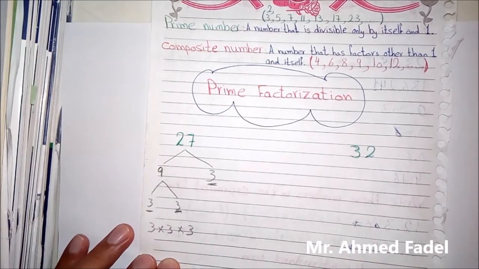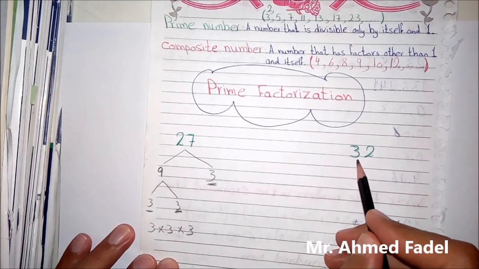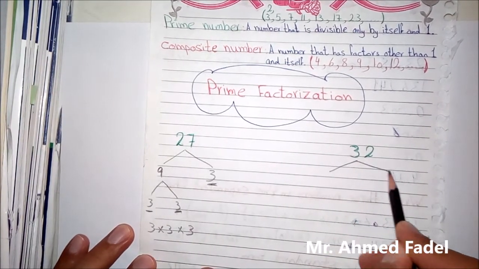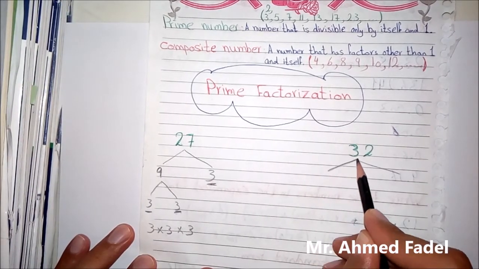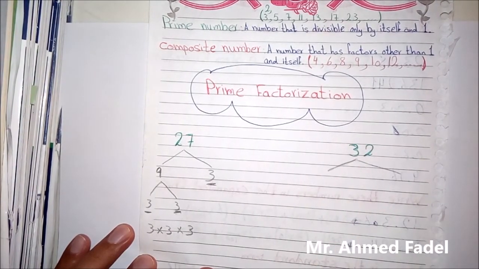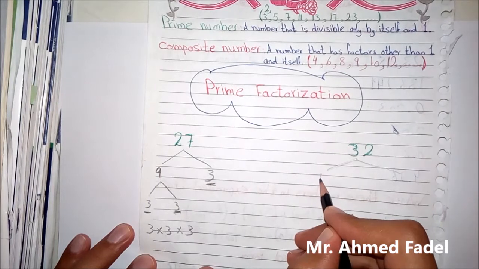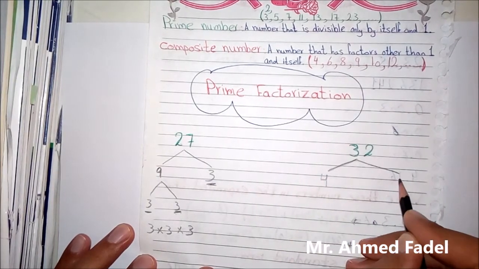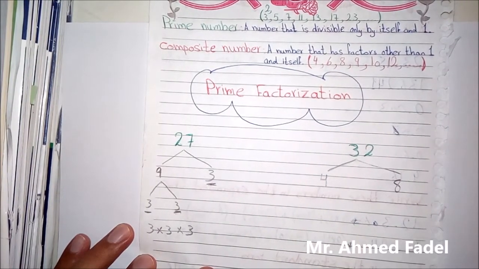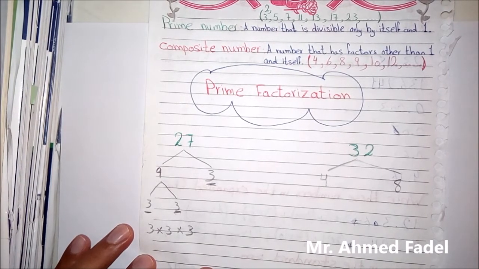We have a different question here, 32, and Lena is going to answer this question. Lena said 32 is what times what? She kept thinking until she found that 32 is 4 times 8. Yes, 4 times 8 is 32.